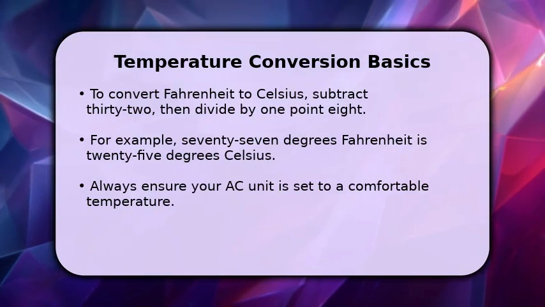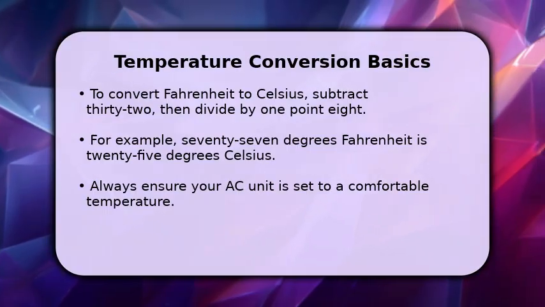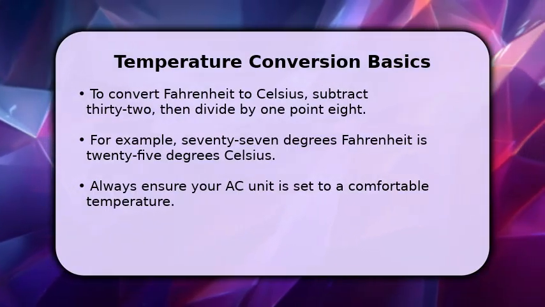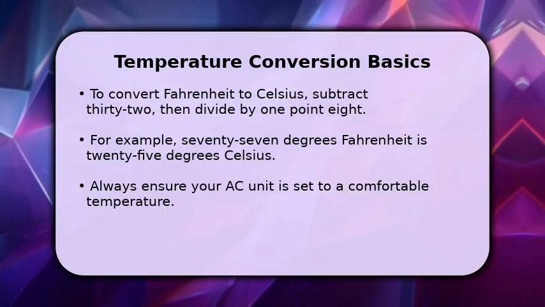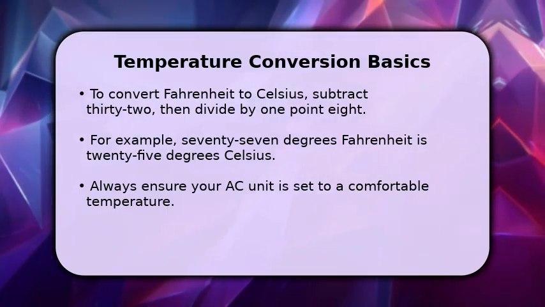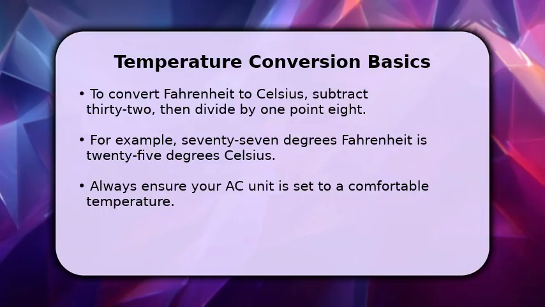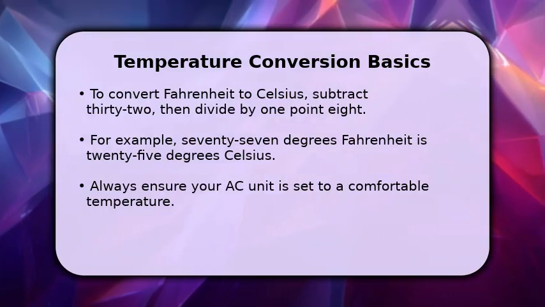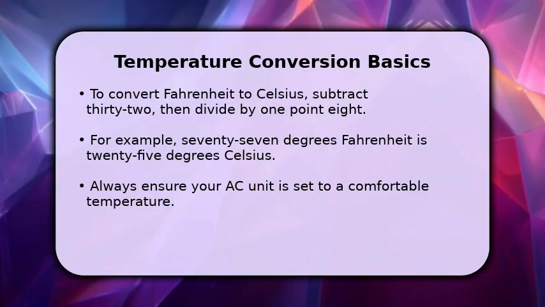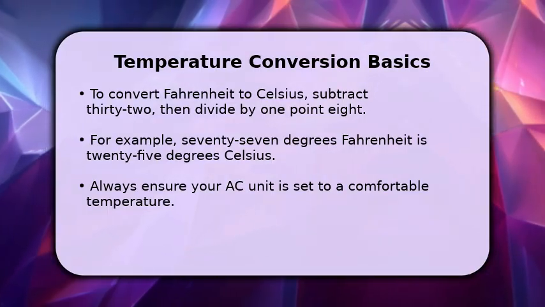Understanding the conversion between Fahrenheit and Celsius can be helpful. To convert Fahrenheit to Celsius, you subtract 32 from the Fahrenheit temperature, then divide the result by 1.8. For instance, 77 degrees Fahrenheit is equivalent to 25 degrees Celsius.